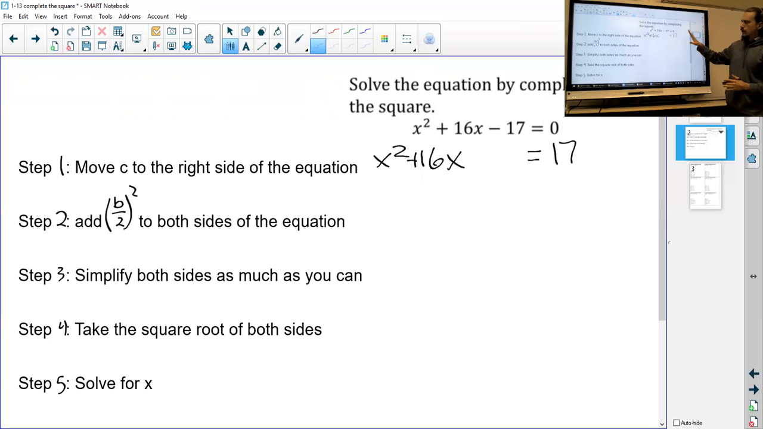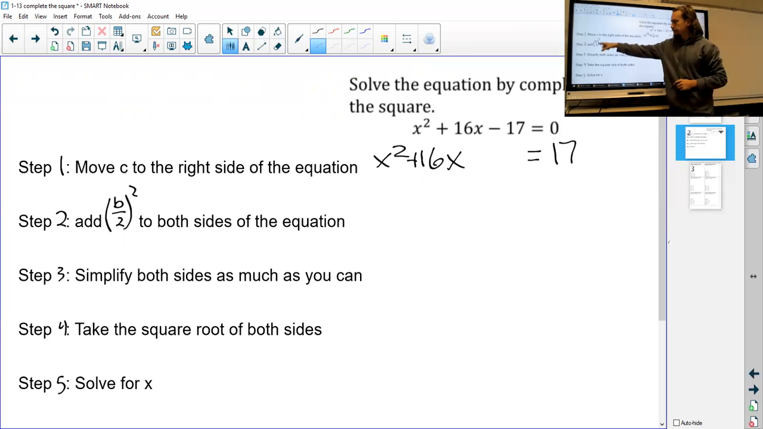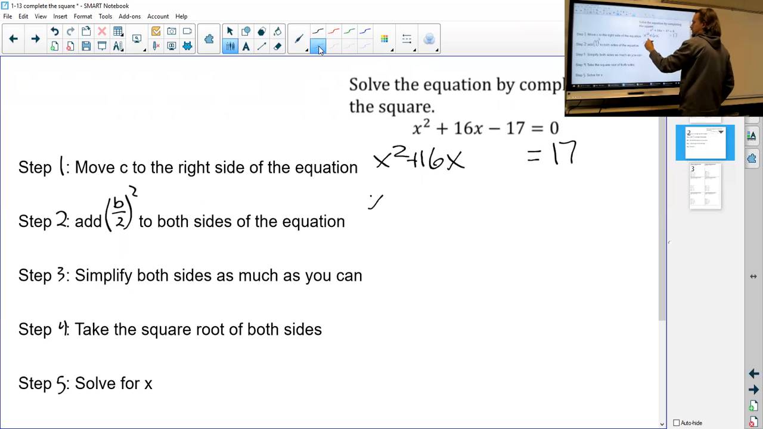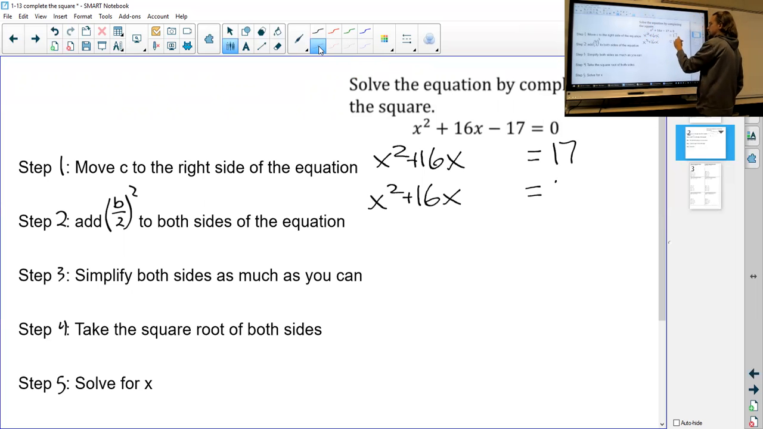Okay. Second step, we want to add b divided by 2, squared, to both sides of the equation. That's what we showed before. That's how we literally complete the square. So let's copy this down: x squared plus 16x equals 17. You don't have to write this 2 times. That's a little bit redundant, but for the purpose of having notes to look at, that's what I'm going to do.